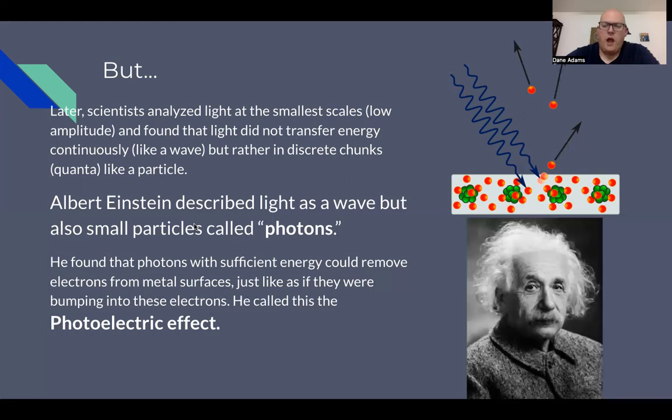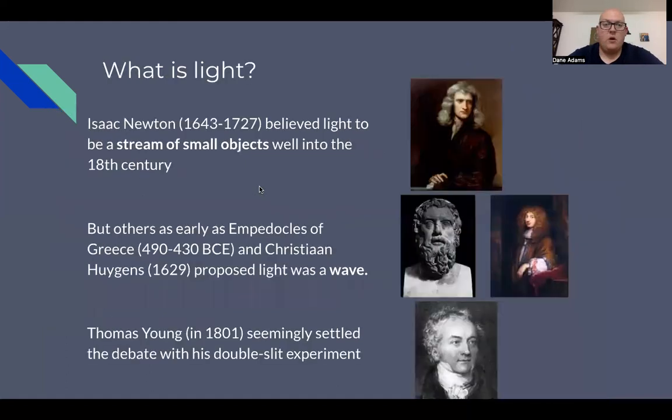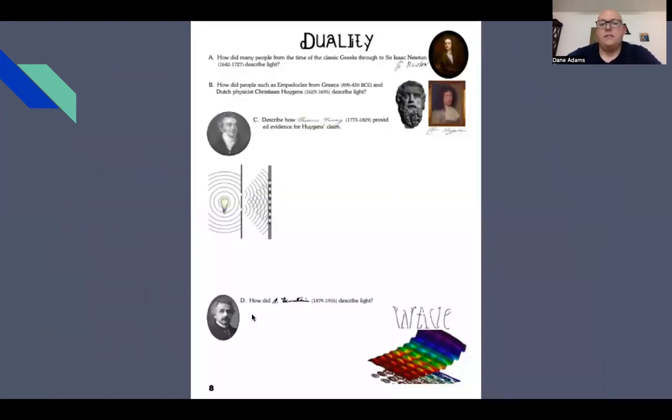And I want to make that point clear. Albert Einstein, again, is not trying to throw the wave nature of light out the window. He recognizes that that is a fact, it's observable evidence. But he also is recognizing that there is a particle-like nature of light. And so Albert Einstein is one of the first to really describe light as having a duality, a particle-like nature and a wave-like nature. You can all be writing this down on page 8, by the way, where it says down here, part D, how did Albert Einstein describe light?